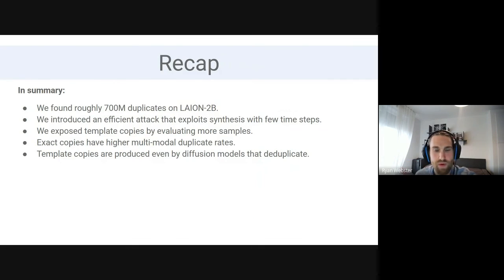Just as a recap, we found a high level of duplication in LAION-2B. We used the duplication rates to hone in on some captions to run our attack on. We introduce an efficient attack that exploits synthesis with a few time steps. We looked at template copies because we could evaluate more stuff. We found some more versions of copying not covered in the original work. And we showed maybe some factors leading to copying, and maybe why templates are still being produced by new models, even those that deduplicate.